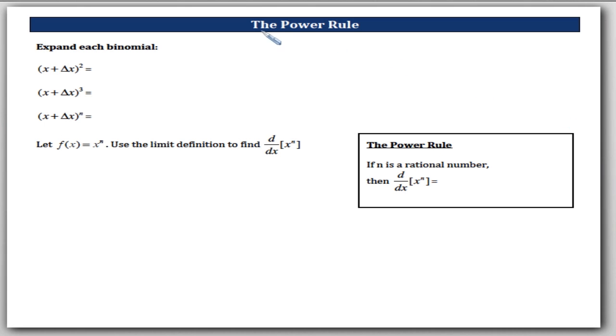Our next one is the power rule, and this is going to be one of the absolute most important rules that you're going to learn in this semester. So we're going to do a little exploration here of how we can determine the derivative of any x to the nth power. So we're just going to start by expanding these binomials, x plus delta x squared, and you'll see the x plus delta x in our difference quotient, and so this is going to be helping us as we define this. So any binomial squared takes on this form.